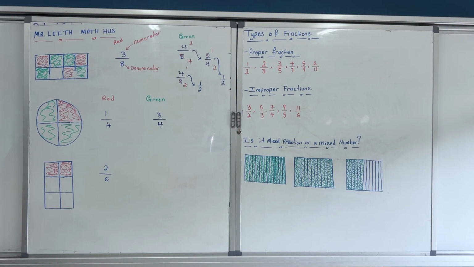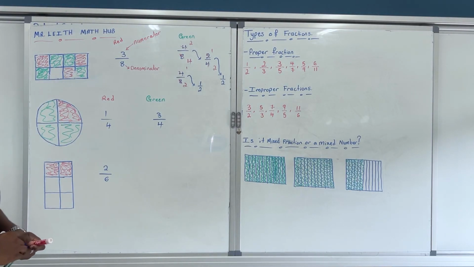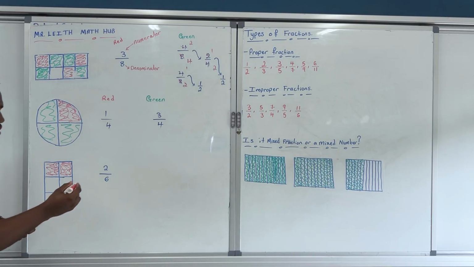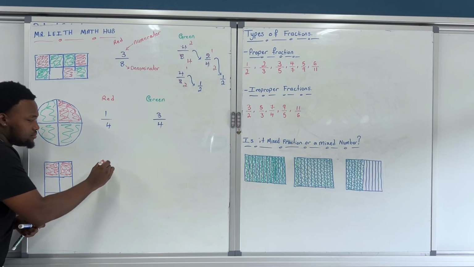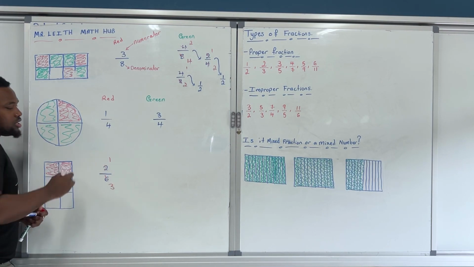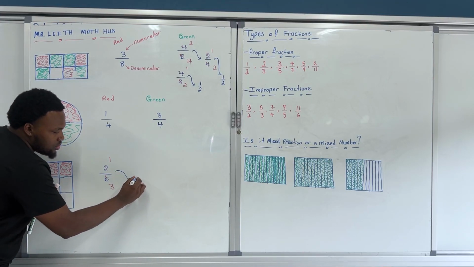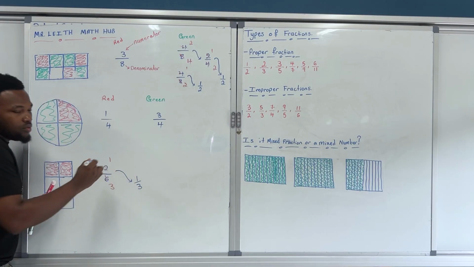Yes, sir? Yeah, it can be reduced. Which number can we reduce it by? Yeah, we can reduce it by 2. 2 into itself is 1 time, 2 into 6 is 3 times. So this reduced fraction would now be 1/3.